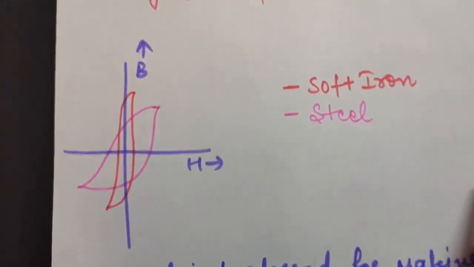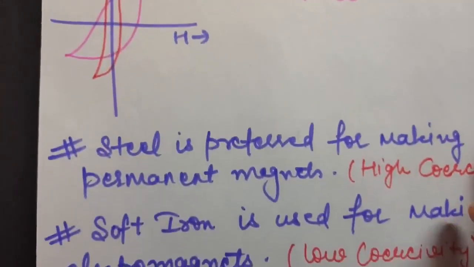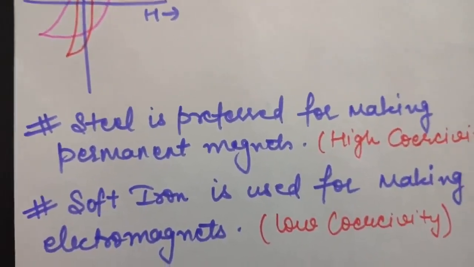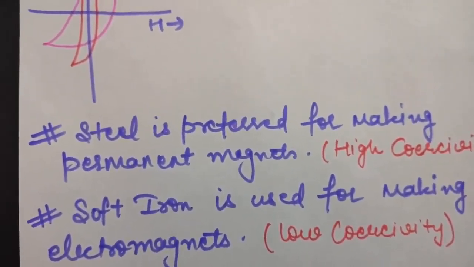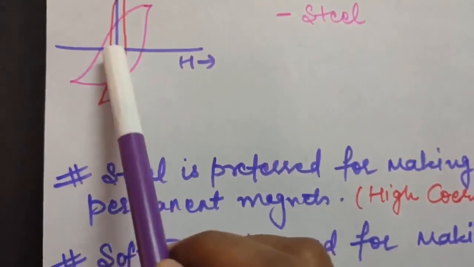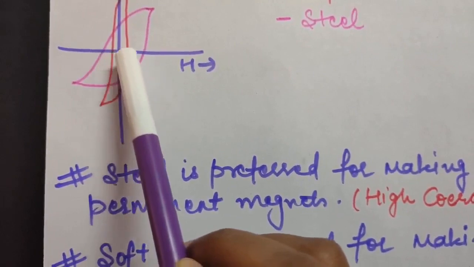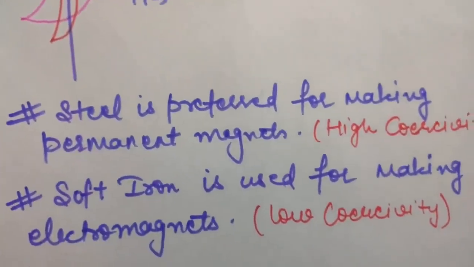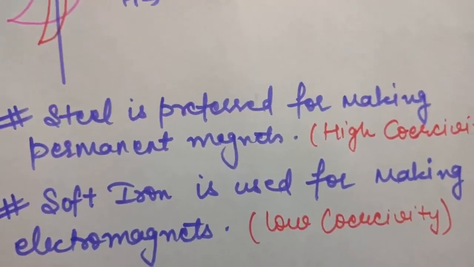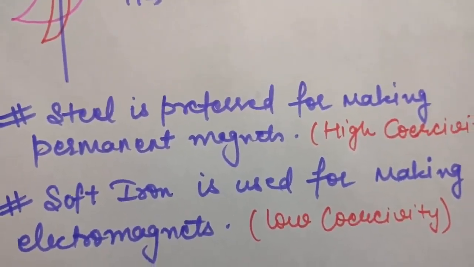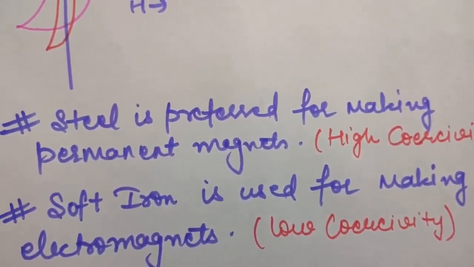Due to these properties, steel is preferred for making permanent magnets because steel has high coercivity. If it has high coercivity, that means we have to apply more force to demagnetize it, or to make the magnetic field induction zero. Therefore, it is preferred as a permanent magnet because it does not lose its magnetization easily.